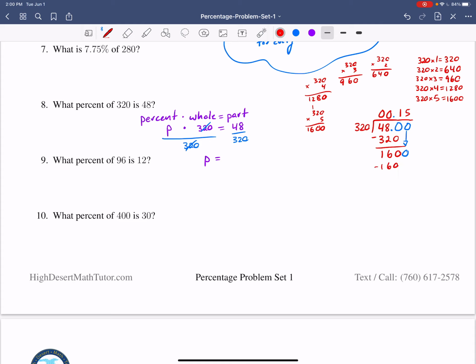So we're going to subtract 1,600. And finally, we get a remainder of 0. So we see that the percent in decimal form is 0.15. Now remember, this is in decimal form because we just got this number from doing a calculation. So the fast way of converting this back to a percent form is to move the decimal 2 places to the right. So 0.15 in decimal form is 15% in percent form.